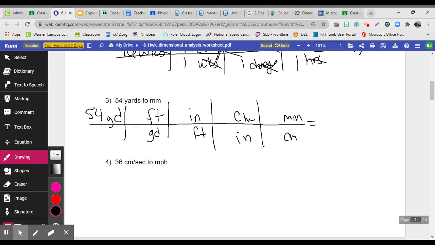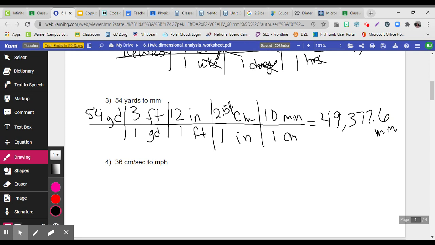So we know 1 yard is equal to 3 feet. 1 foot is equal to 12 inches. 1 inch is equal to 2.54 centimeters. And 1 centimeter is equal to 10 millimeters. Multiply across the top. Divide the whole thing by 1. We get 49,377.6 millimeters.